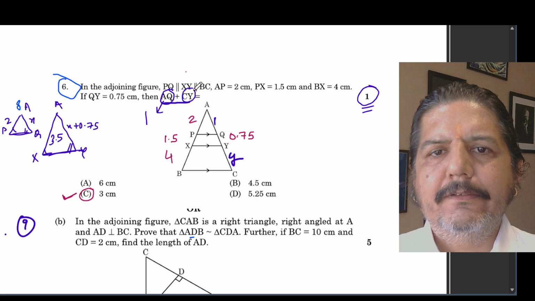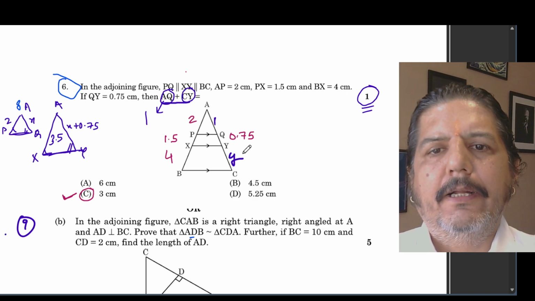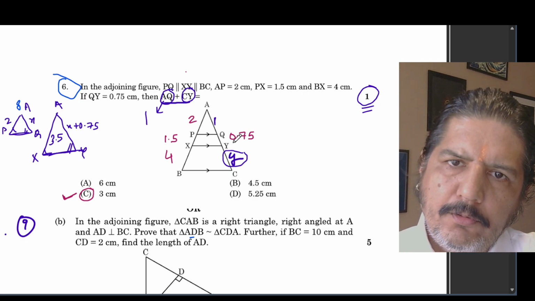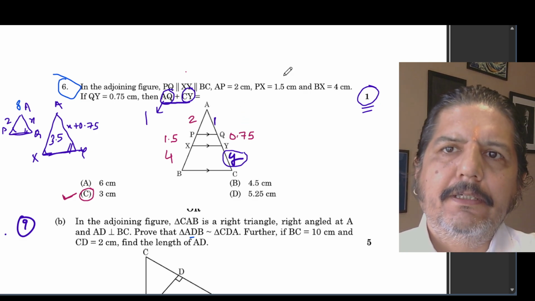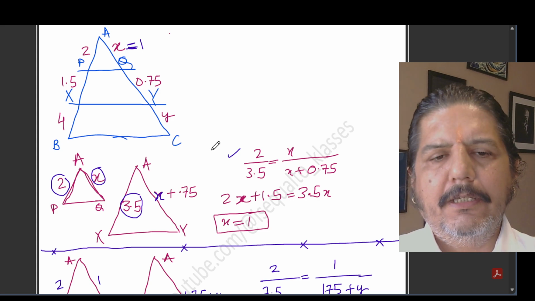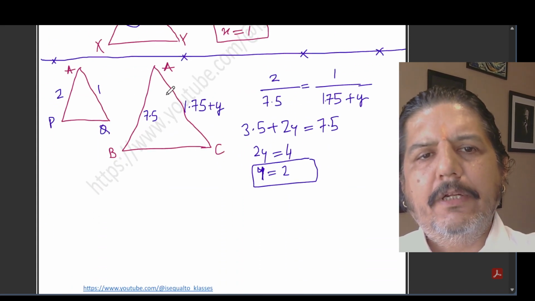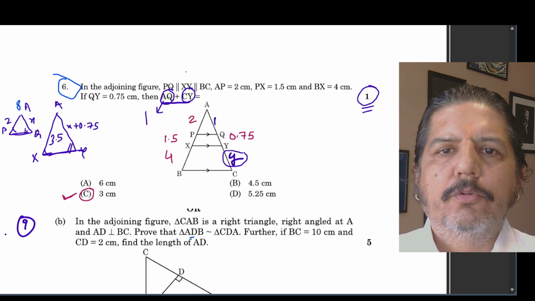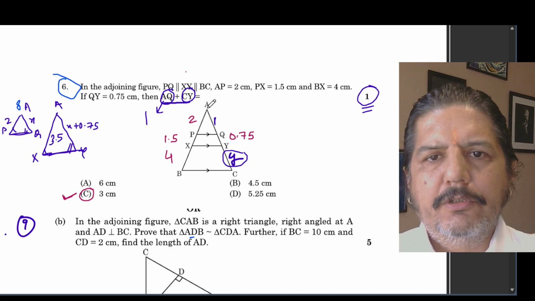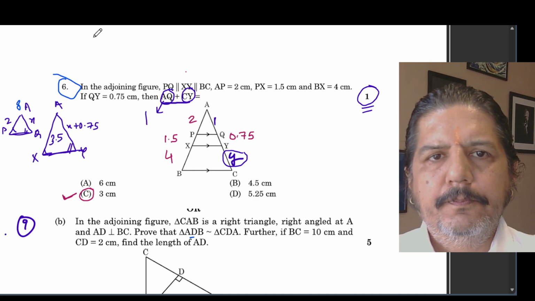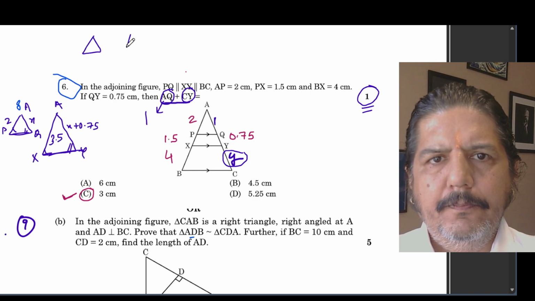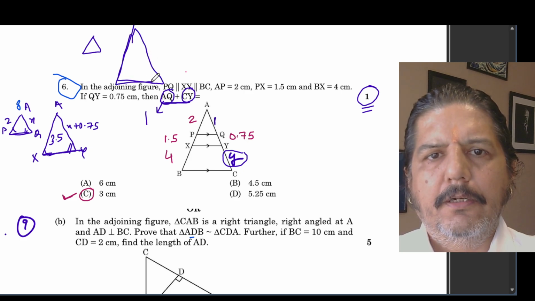So CY is still to be found, and I have assumed CY to be equal to y. So let's try to find y. And again, I'll break the triangles. How I'll break the triangle is something like this. I'll take two triangles, APQ, the smaller triangle, and ABC, the bigger triangle.